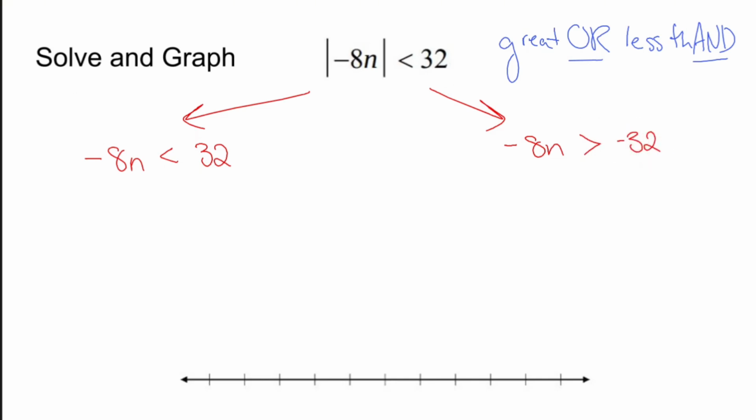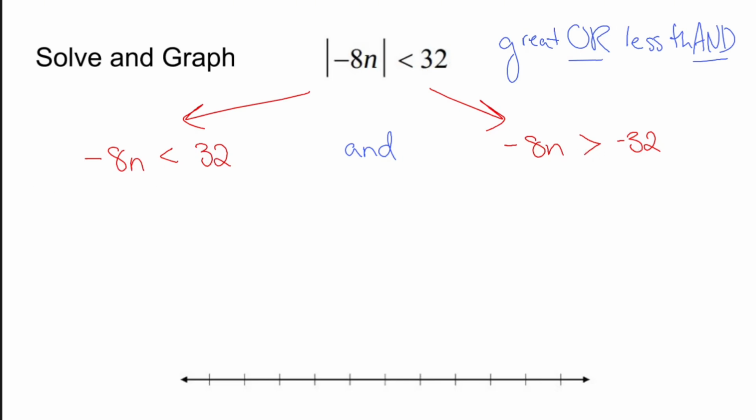Now, this is where that cute little wordplay came in. This is a less than symbol. So when you split these guys up, you have two inequalities and you need either the word and or the word or to separate them. Since that's a less than, you're going to use the word and. So you have negative 8n is less than 32 and negative 8n is greater than negative 32.